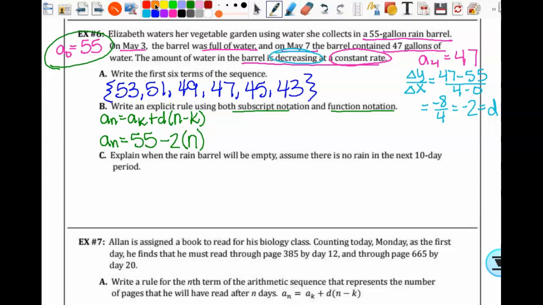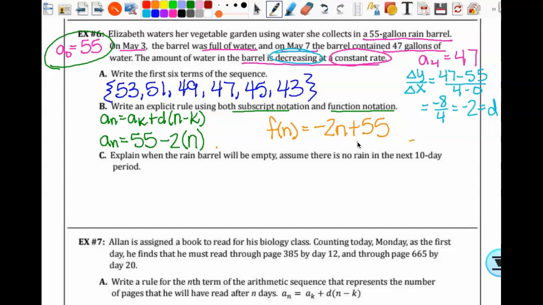Then I need my function notation. So that would be f of n equals, and leaving it like that is fine, but they did ask us for slope-intercept form earlier, so it could be negative 2n plus 55. But 55 minus 2n is fine as well. It's more about the notation and understanding that. Any questions? My fear is, if it's not in this order, sometimes people can't pick out what the y-intercept is and what the slope is because they're mixed around, so be careful.